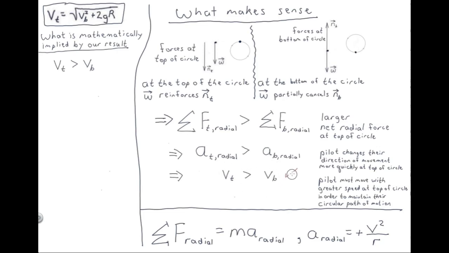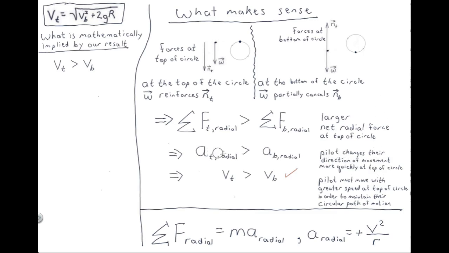And that matches what was mathematically implied by our result. So yes, this result does make sense. The larger net radial force at the top of the circle will cause the pilot to change their direction of movement more quickly at the top of the circle.